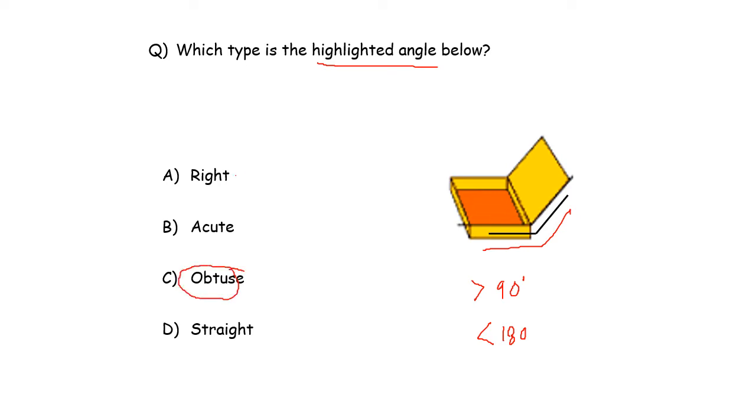So a right angle is exactly 90 degrees, an acute angle is less than 90 degrees, an obtuse angle is more than 90 degrees but less than 180 degrees, and a straight angle is exactly 180 degrees. Therefore, for this particular question, the answer is C, that is obtuse angle.